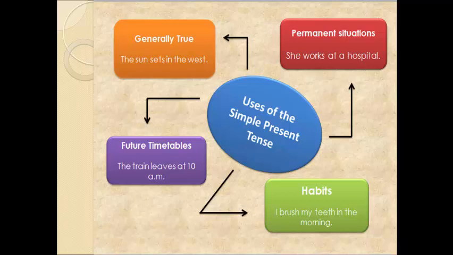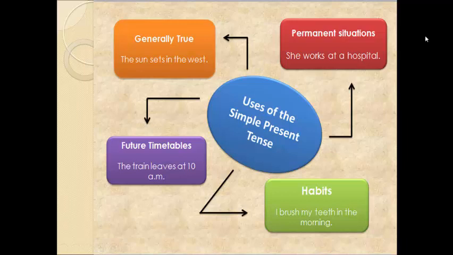Third use is future timetables. As an example, the train leaves at 10 a.m. The fourth use and the last one, habits. As an example, I brush my teeth in the morning.